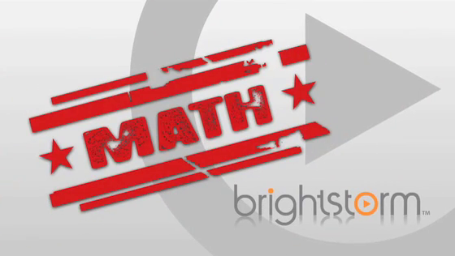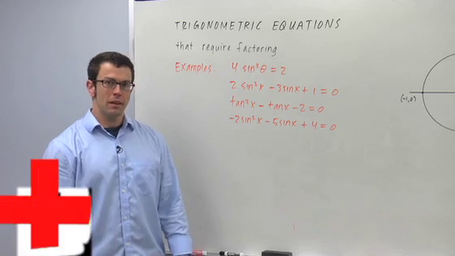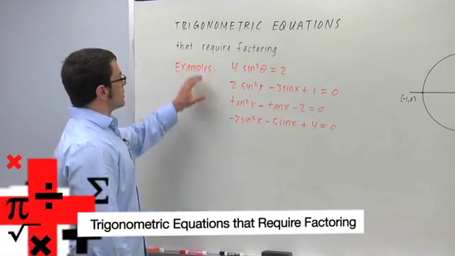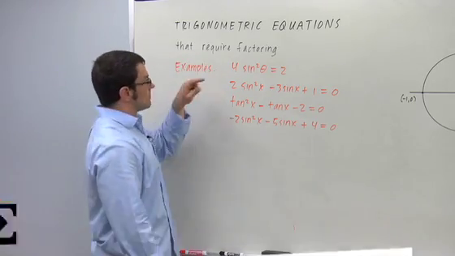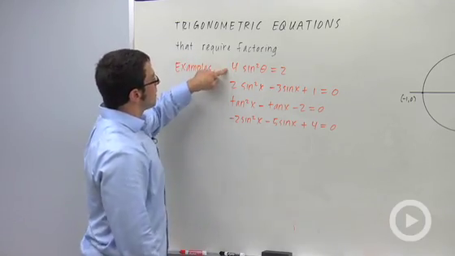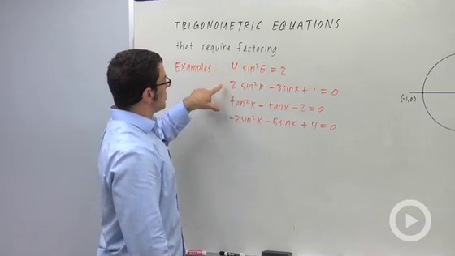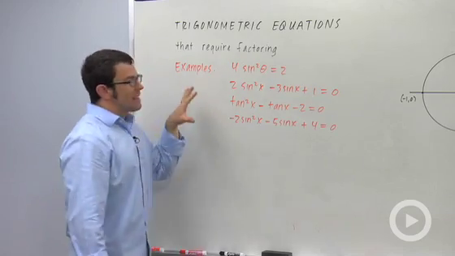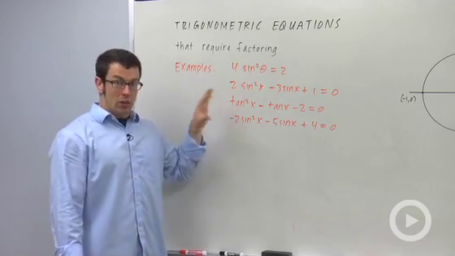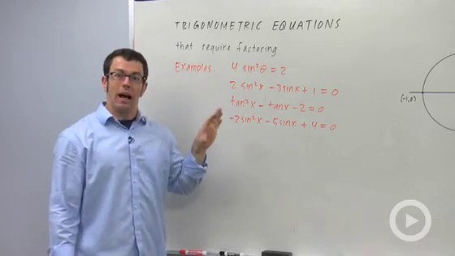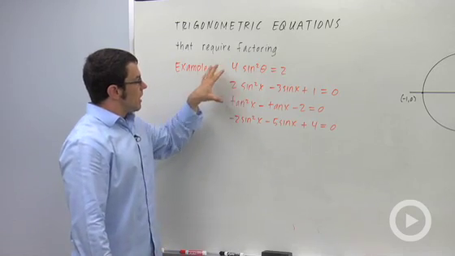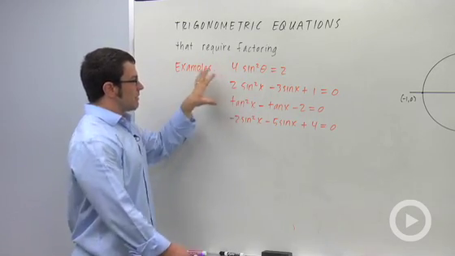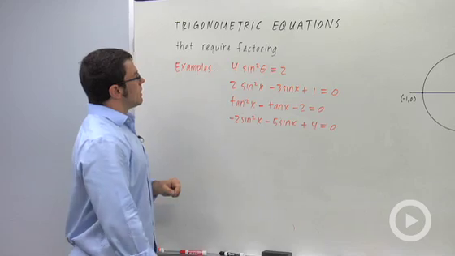I want to solve some trigonometric equations that require factoring. You may see some examples like this: 4 sine squared theta equals 2, 2 sine squared x minus 3 sine x plus 1 equals 0, and so on. These kinds of trig equations look really complicated, but they're not. They're basically just simple trig equations kind of disguised algebraically.